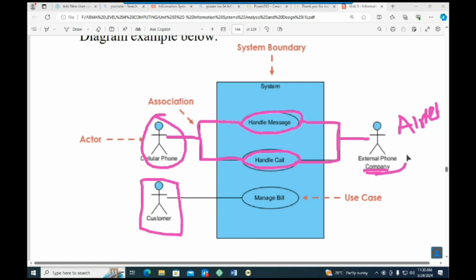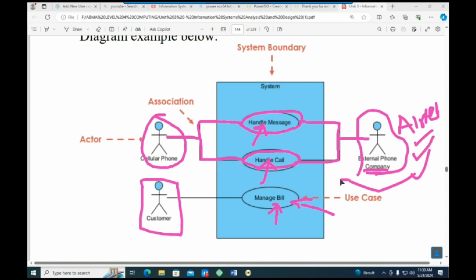Which bill? Remember, you are using company services. So whatever bill is coming from here needs to go to the customer here. You can study this use case and see what this system requires. It requires a phone call. It requires a subsystem that can manage a bill. It requires a function that can handle a call and a function that can handle a message. Then it requires a link with an external company that can offer these services to the system.